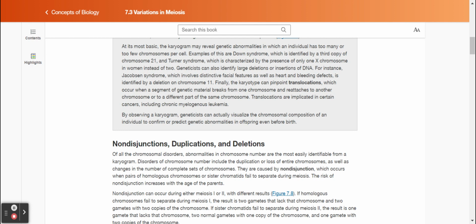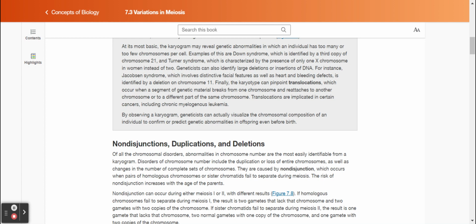For instance, Jacobson syndrome, which involves distinctive facial features as well as heart and bleeding defects, is identified by a deletion on chromosome 11. Finally, the karyotype can pinpoint translocations, which occur when a segment of genetic material breaks from one chromosome and reattaches to another chromosome or at a different part of the same chromosome. Translocations are implicated in certain cancers, including chronic myelogenous leukemia.